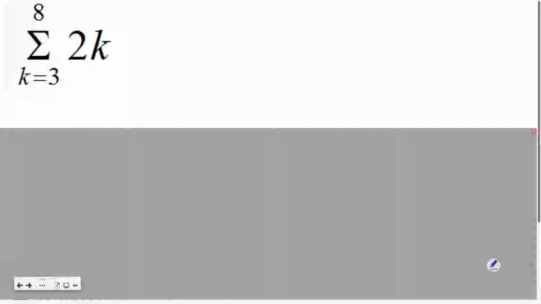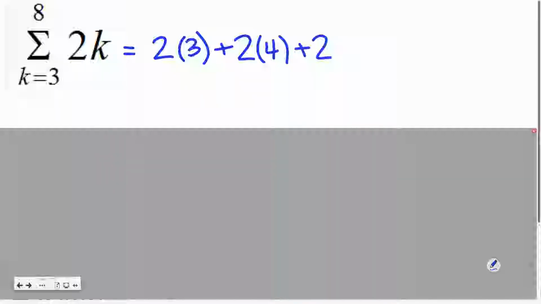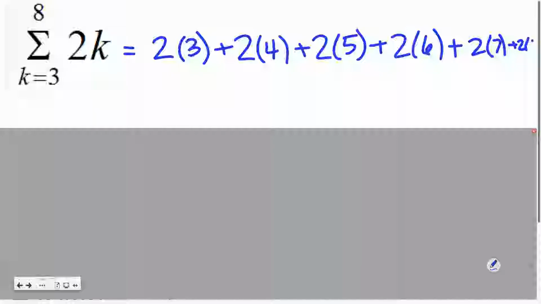Okay, let's do this one. So this one starts and ends at 3 and 8 also, but it's 2k. So we have 2 times k when we plug in 3. We have 2 times k when we plug in 4. We have 2 times k when we plug in 5. We have 2 times k when we plug in 6. Oh, I don't have enough room. Well, somebody said the answer, 66. Yeah.